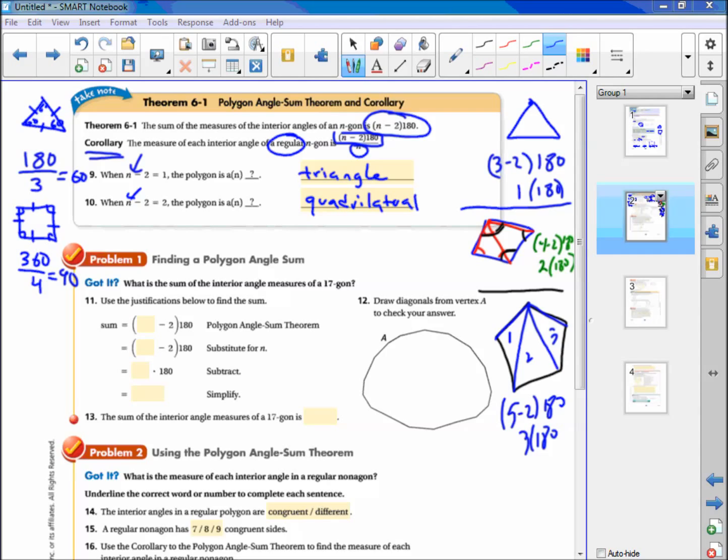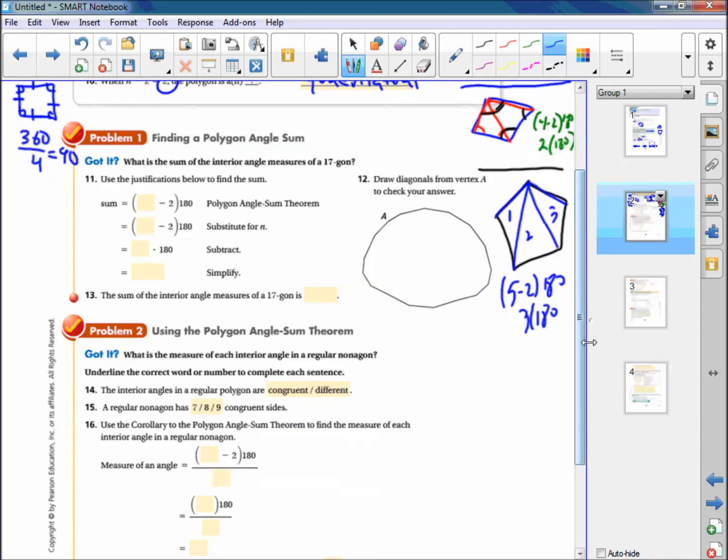All right, so 4 sides minus 2 will give us 2 left over. 3 sides minus 2 will give us 1 left over. All right, so finding a polygon angle sum. What is the sum of the interior measures of a 17-gon? Use your justifications below to find the sum.